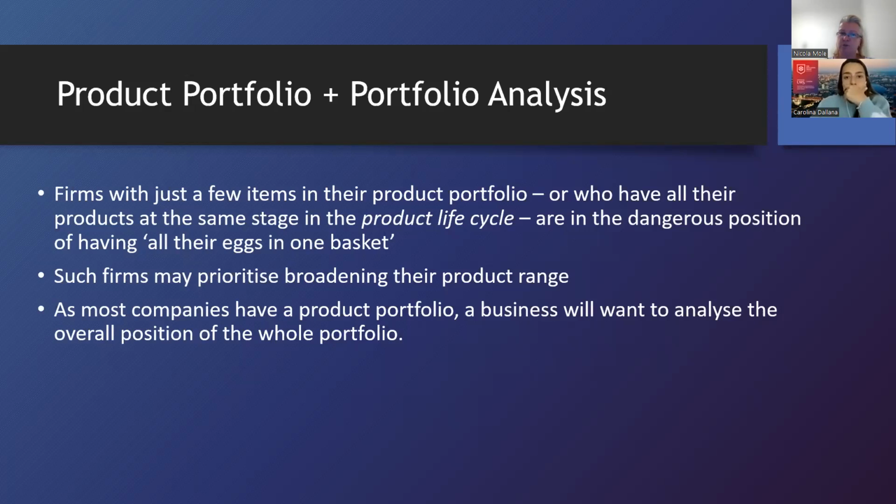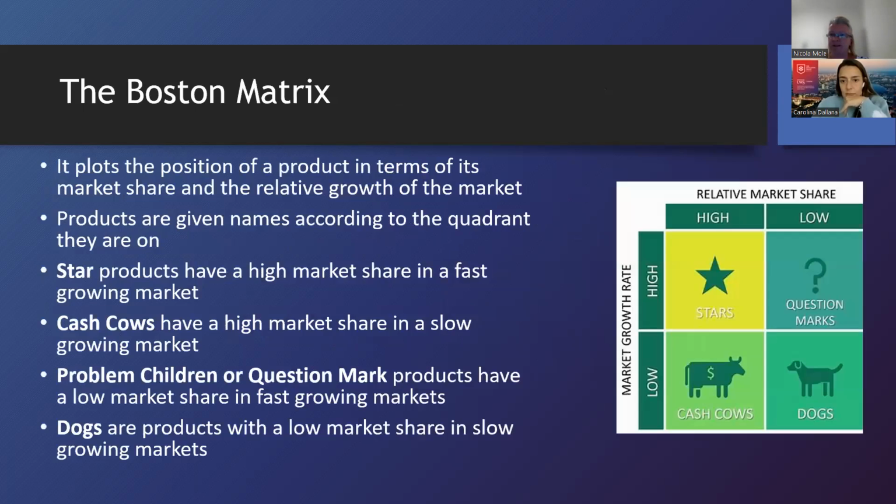Most companies have a product portfolio, so the business will need to analyse the overall position of the whole portfolio. They'll need to consider what they're offering with respect to what else is being offered in the market. How do we analyse our products in our market? We can use a tool called the Boston Matrix, which was developed by the Boston Consulting Group. They're a firm of management consultants.